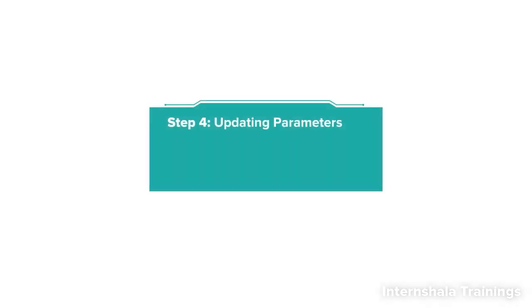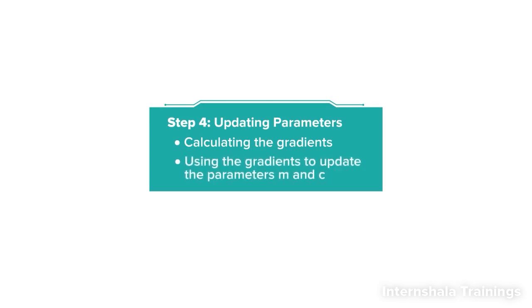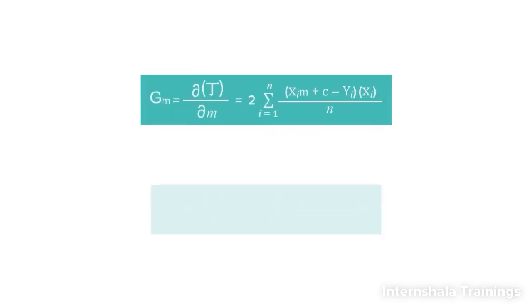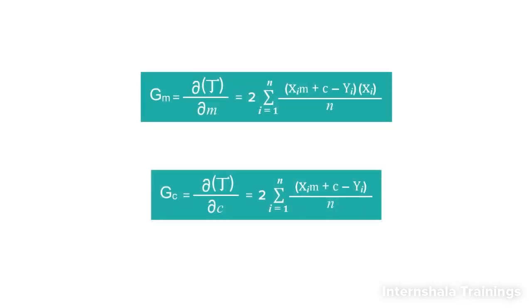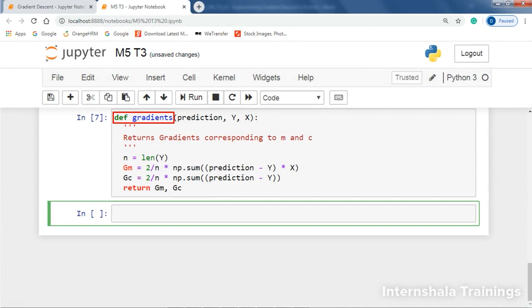Step 4 is to update parameters. As you can remember, this step is carried out in two parts: calculating the gradients and using the gradients to update the parameters m and c. So let's start by the calculation of the gradients gm and gc as per the formula we discussed earlier. For this, we define a function gradients which will take the predictions, target variable and the independent variables as parameters. The function simply computes the values of the gradients when given the values of all the variables.